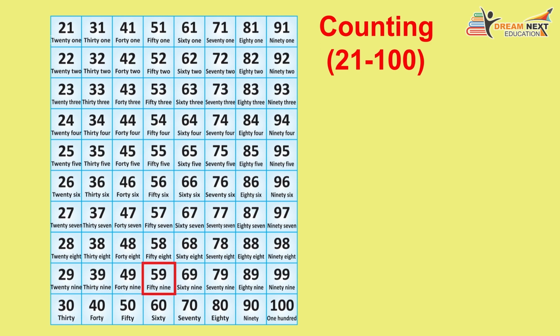57, 58, 59, 60, 61, 62, 63, 64, 65, 66, 67, 68, 69, 70, 71, 72, 73, 74, 75, 76, 77, 78, 79, 80, 81, 82, 83, 84, 85, 86, 87, 88, 89, 90, 91, 92, 93, 94, 95, 96, 97, 98, 99, 100. Kids IQ.